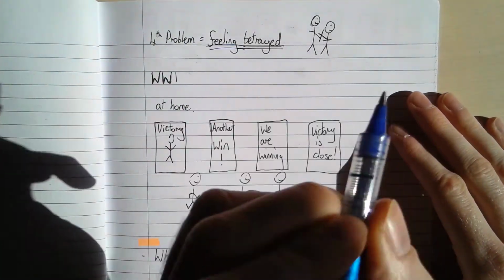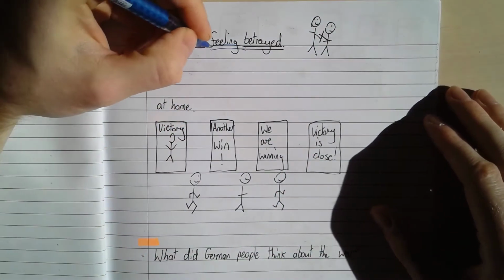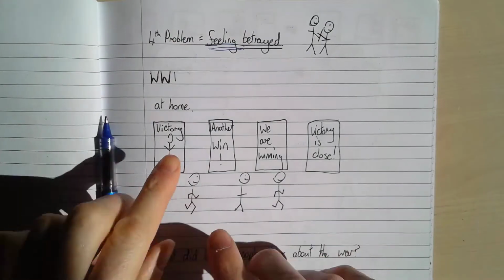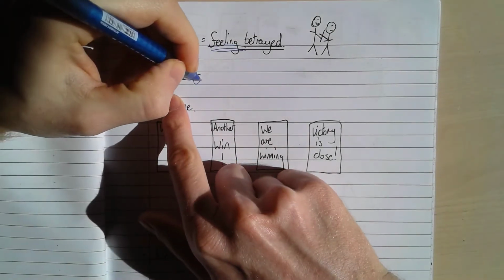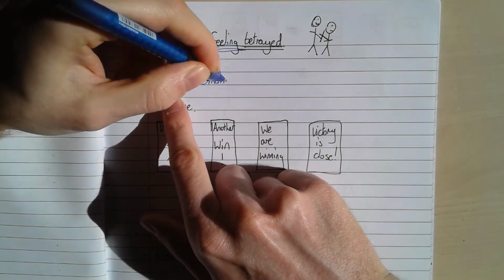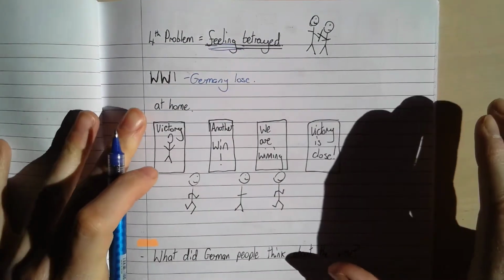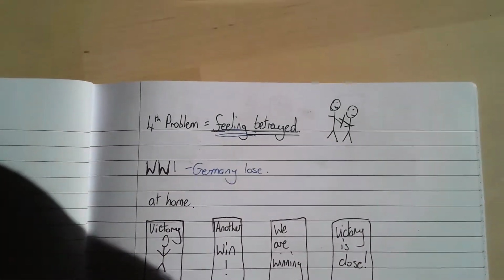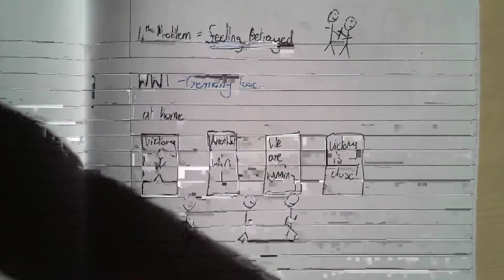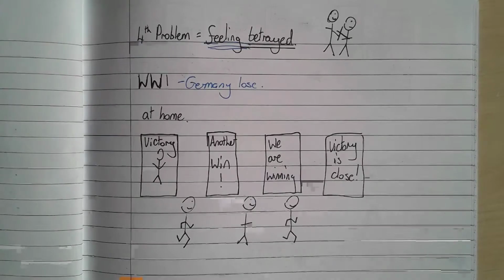A few days later. Alright, so now the fourth problem that we're going to look at today is feeling betrayed. Now, Germany lose the war, and as with everything, they want someone to blame. They need to blame someone because it's just human nature. We do it all the time.